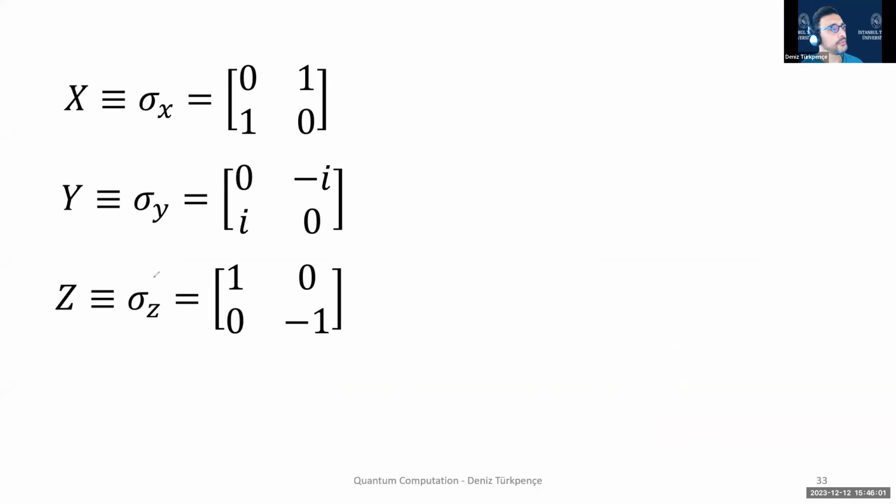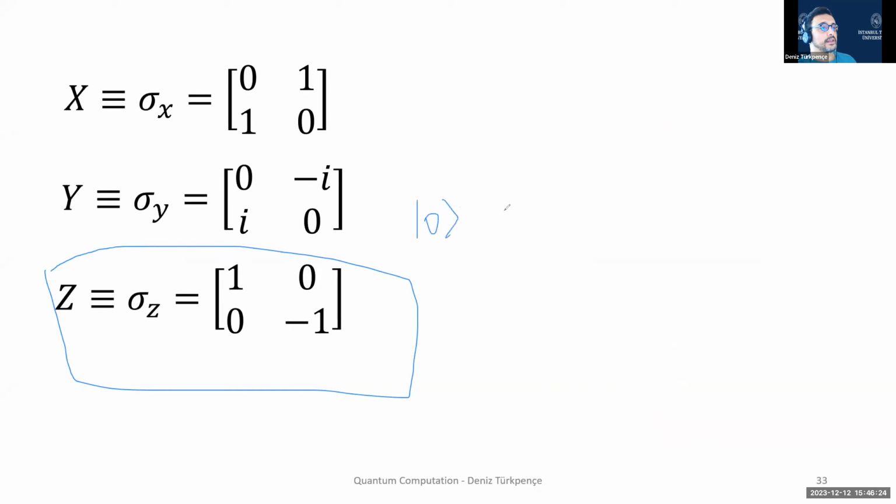In fact, if you find the eigenvalues or the eigenvectors of these operators, the sigma z operator, for example, you will find the standard basis, okay? Because this is a diagonal operator. And if you calculate the eigenvectors, what you will obtain is the standard basis, zero and one. So the standard bases are coming from the eigenvectors of the Pauli Z operator, we can comfortably say, okay?